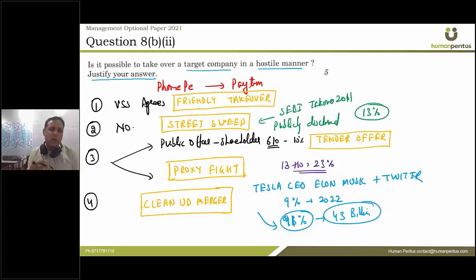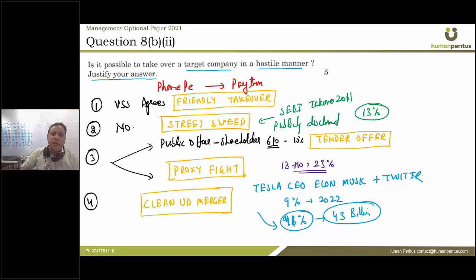But then Twitter is also planning to use the tactic of poison pill, which is nothing but a shareholder rights agreement, and which is nothing but offering shares to existing shareholders at a reduced price, other than the company which is trying to bid for the target company, and Twitter is trying to do that.